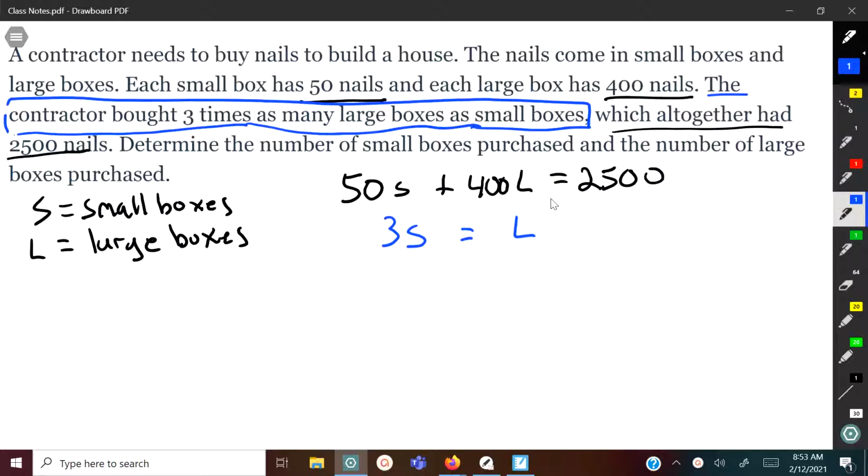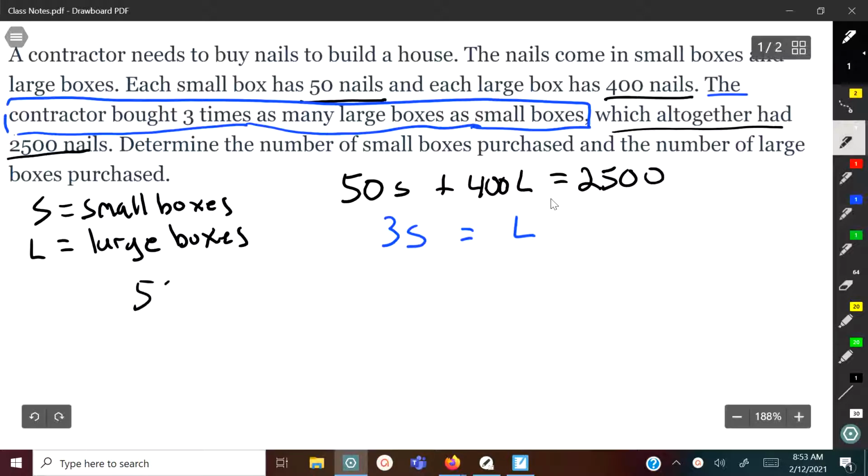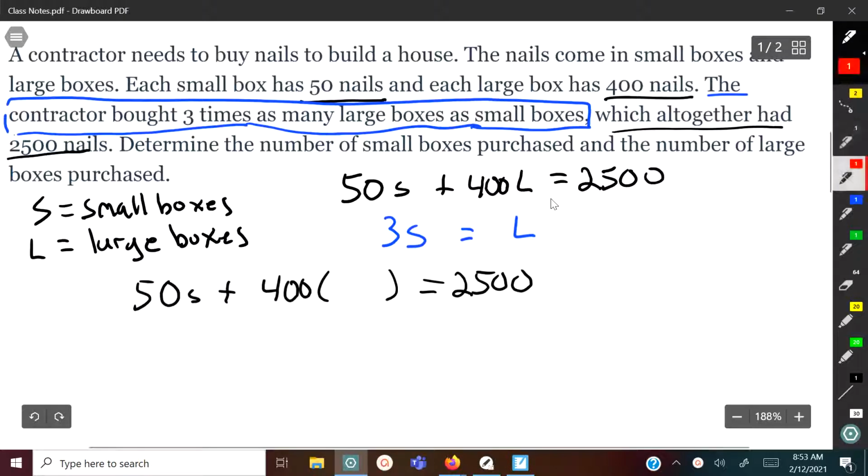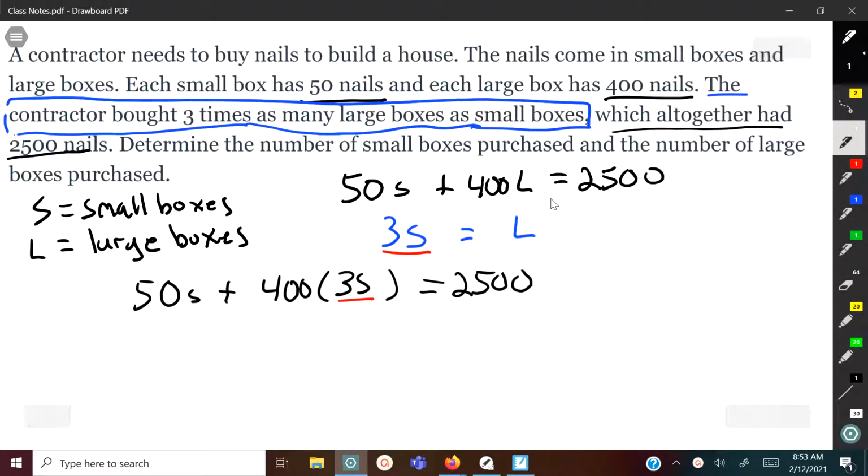Now we have two equations, and what we've got to do from there is solve it. We know L is going to equal 3S, so I'm going to plug this 3S into the first equation. So 50S plus 400L is equal to 2,500. I'm plugging 3S in here, and then I'll work it from there.